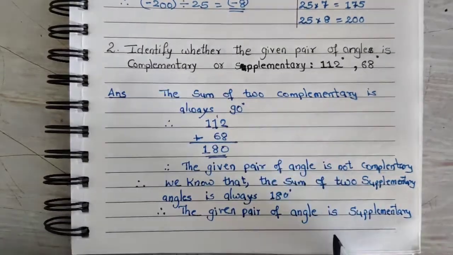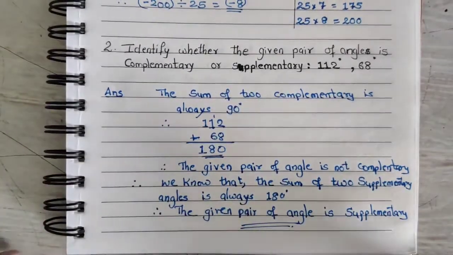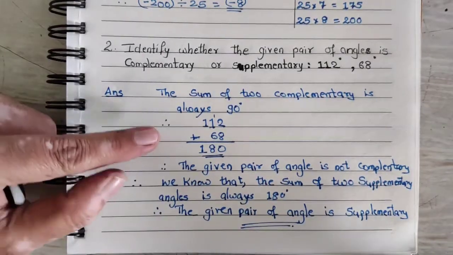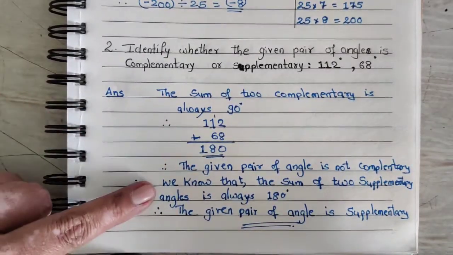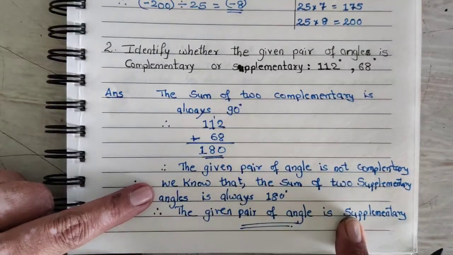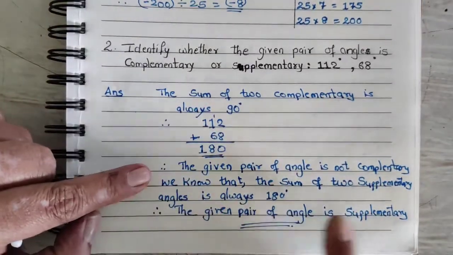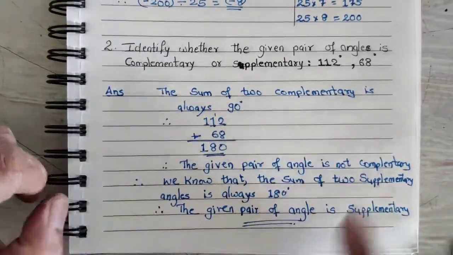I hope students you understood how to answer such questions. Okay, so after addition you come to know that this is 180. You can directly write, we know that the sum of two supplementary angles is 180. So the given pair of angles is supplementary. Now suppose after addition you get 90. So you can write in a similar way. Instead of supplementary you will write complementary.